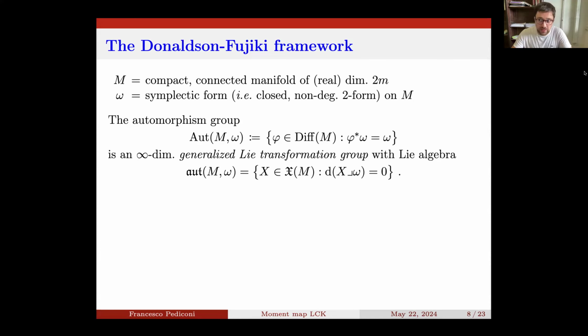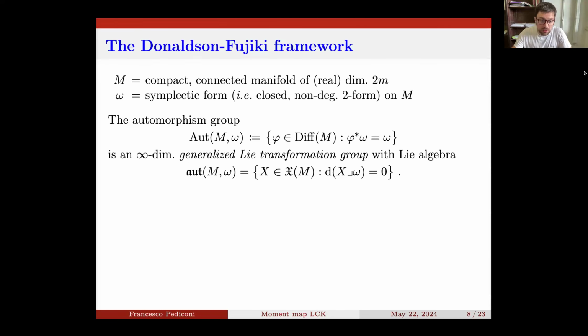But there are some generalizations that allow us to talk about infinite dimensional generalized Lie transformation groups on a manifold. I'm not going to be extremely precise about that in this talk because we don't need it, but essentially this can be thought of as an infinite dimensional version of a Lie group that has a certain Lie algebra. And the Lie algebra, as we said before, consists of those vector fields X such that the contraction of X with the two-form ω is a closed two-form.